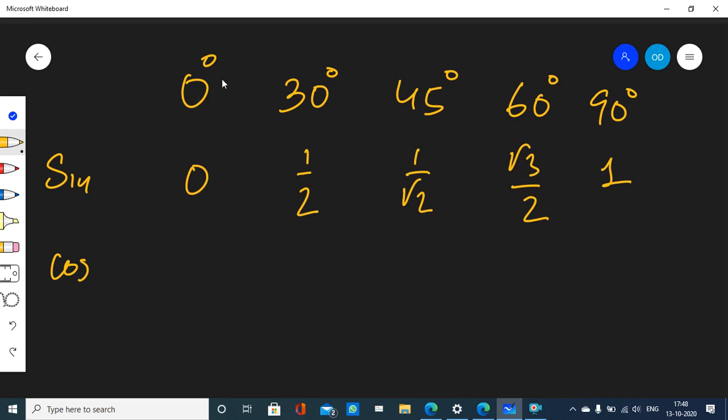And cos 0 degree is equal to 1. From sine, you just have to go backwards. Cos 0 degree is 1. Cos 30 degree is root 3 by 2. Cos 45 degree is the same as sine 45 degree, 1 by root 2. Cos 60 degree is 1 by 2. Cos 90 degree is 0. See the pattern here? Sine you are going like this, then cos you are going backward.